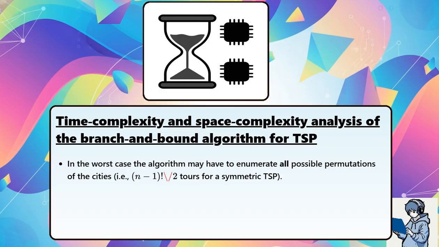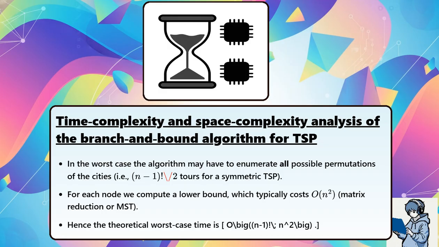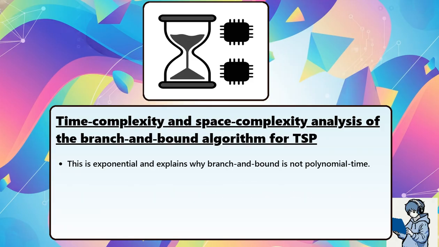In the worst case, the algorithm may have to enumerate all possible permutations of the cities. That is, (n-1)!/2 tours for a symmetric traveling salesman problem. For each node, we compute a lower bound, which typically costs O(n²), using matrix reduction or a minimum spanning tree. Hence, the theoretical worst case time is O((n-1)!; n²). This is exponential and explains why branch and bound is not polynomial time.